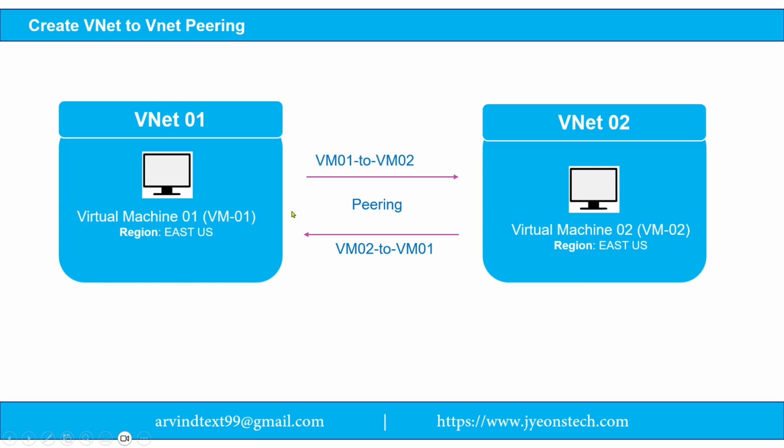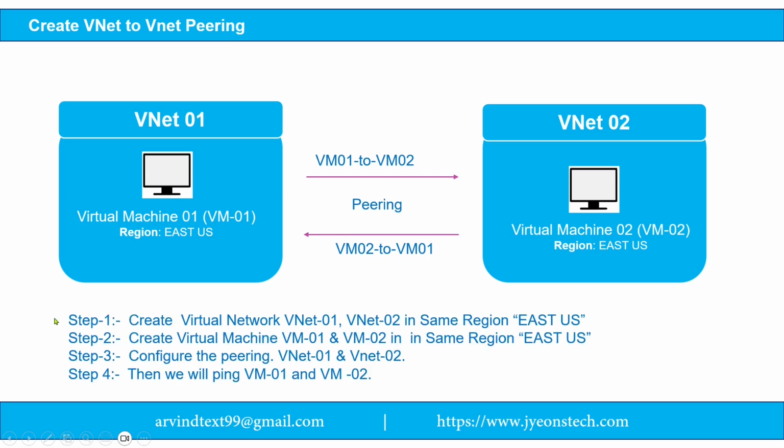Then we will establish the peering between this virtual network and this virtual network, and in this way we will establish the communication. We will establish the peering between VNet 02 and VNet 01, in both directions.